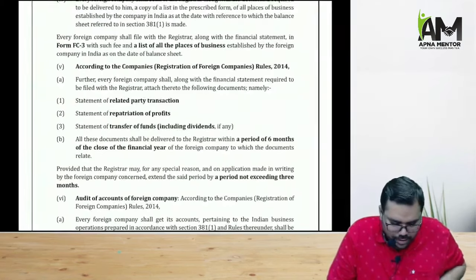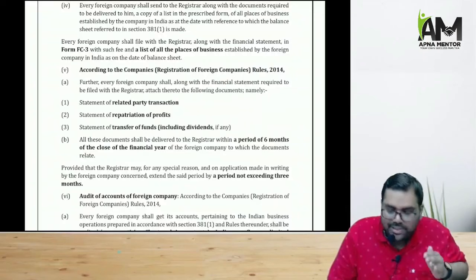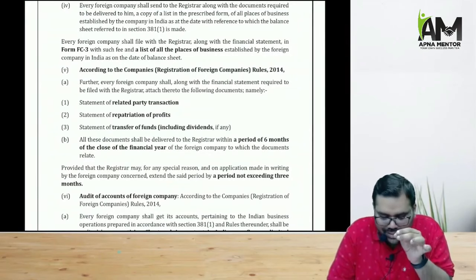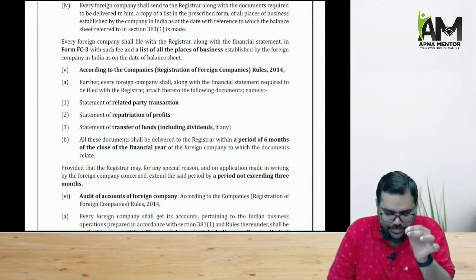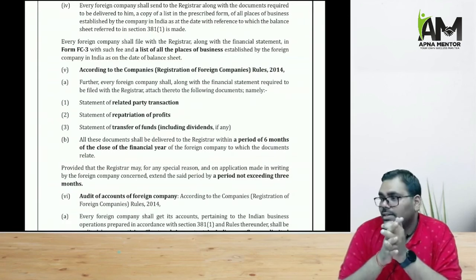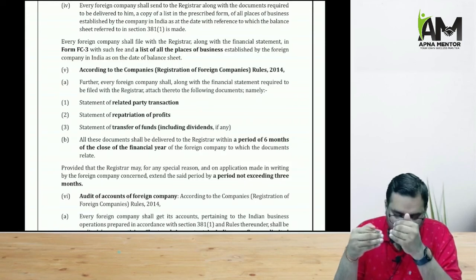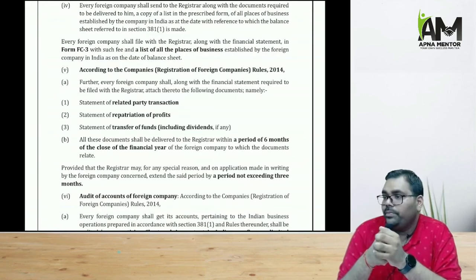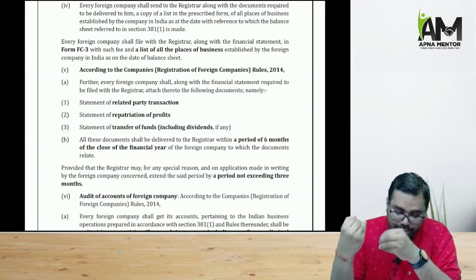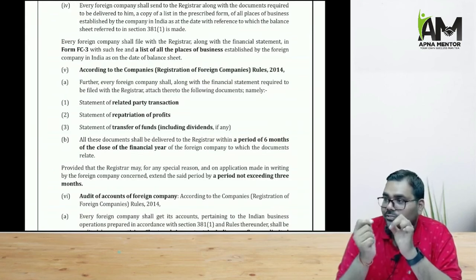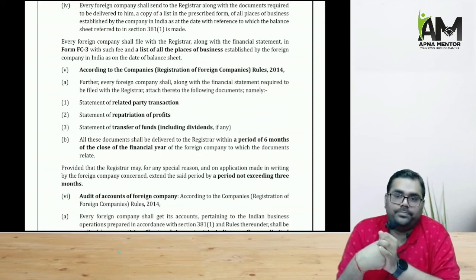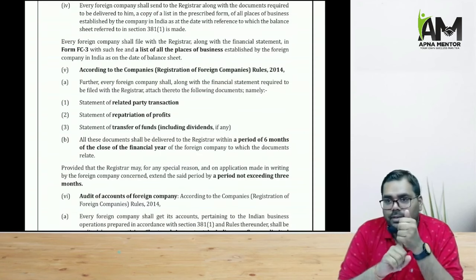Right. Along with the financial statements that the foreign company submits to the ROC every year, the foreign company is required to submit the following documents. The names of the 3 documents are there. One is the statement of related party transactions. Whatever transactions the foreign company has done with its related party, you provide a statement of that. That is point number 1.